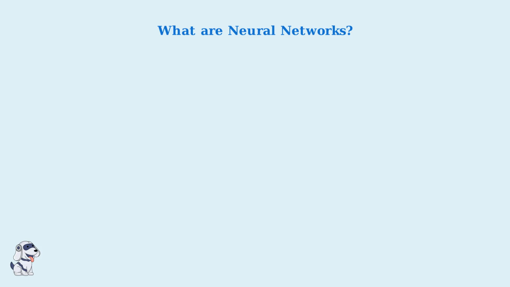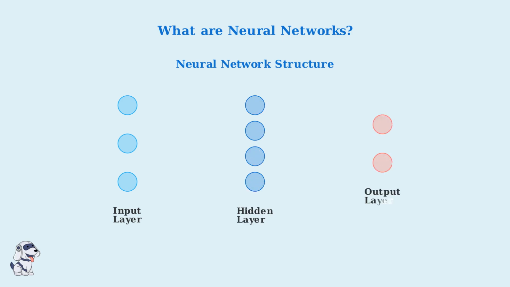Now let's examine the basic structure of a neural network. Neural networks consist of interconnected nodes called neurons, organized in distinct layers. A typical neural network has three main components: an input layer that receives data, one or more hidden layers that process the information, and an output layer that produces results.